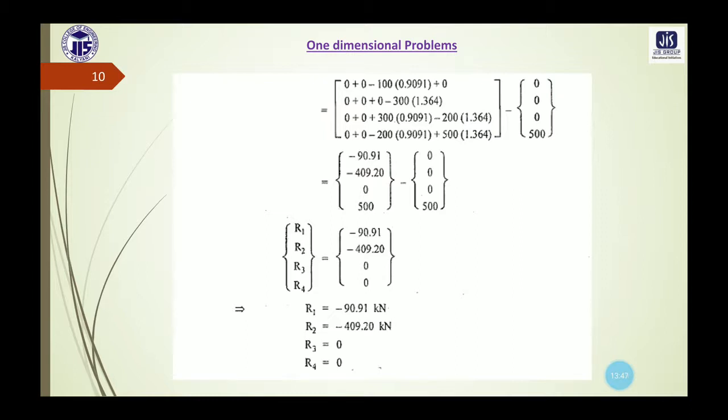So finally, after several steps, we will be getting the value of the reactions. That means we are getting R1 as minus 90.91 kilonewton, R2 as minus 409.20 kilonewton, R3 is 0 and R4 is also 0.